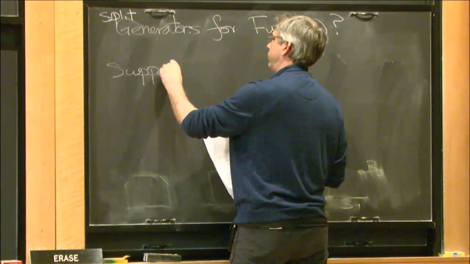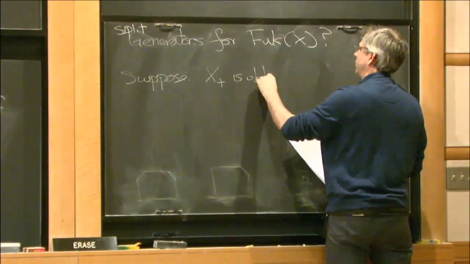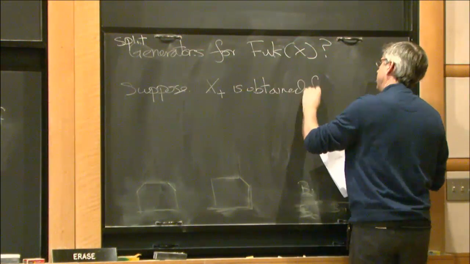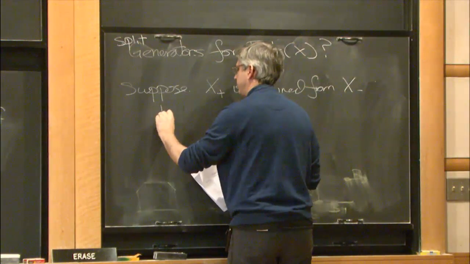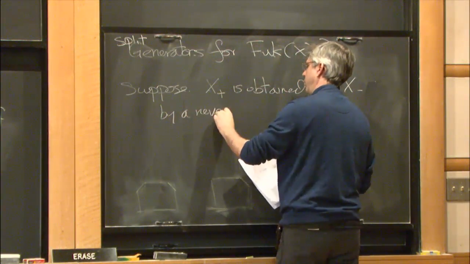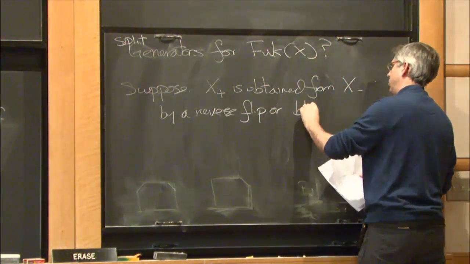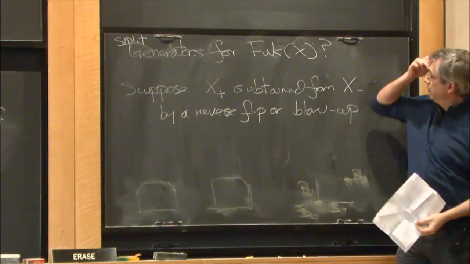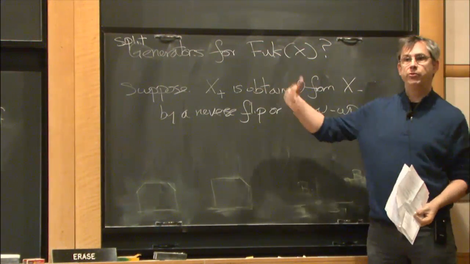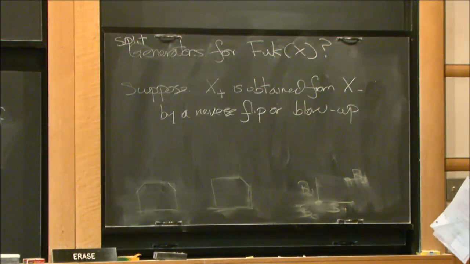So what I want to talk about is a strategy for doing this, using the MMP. So suppose that X+ is obtained from X- by a reverse flip or blow up. In this case, we already know that, at least if the center is a point, it just creates a summand in the cohomology. We want to see if the same thing is true for the Fukaya categories.